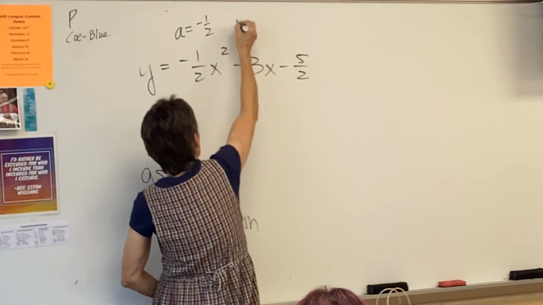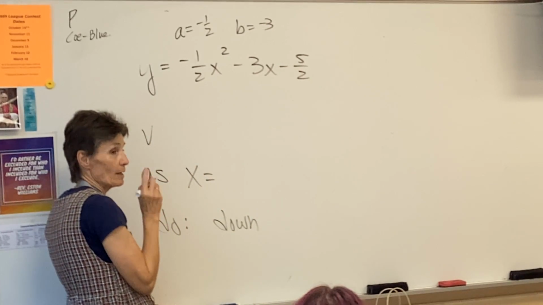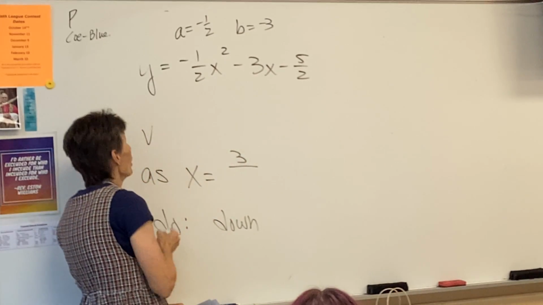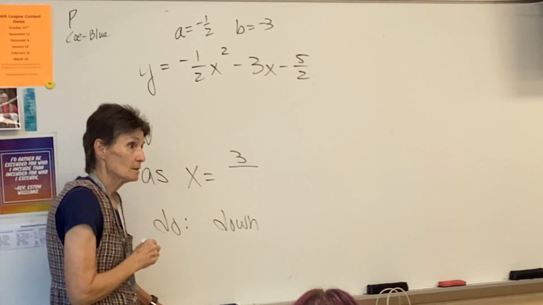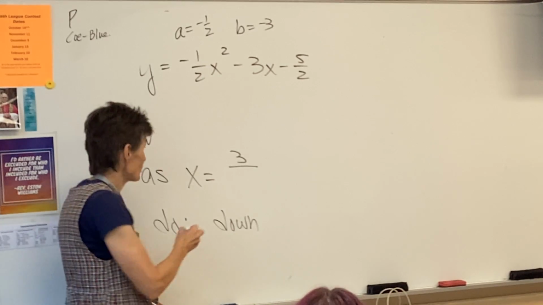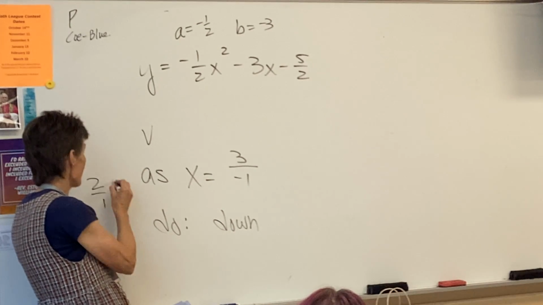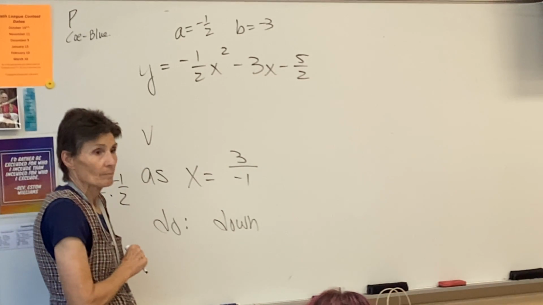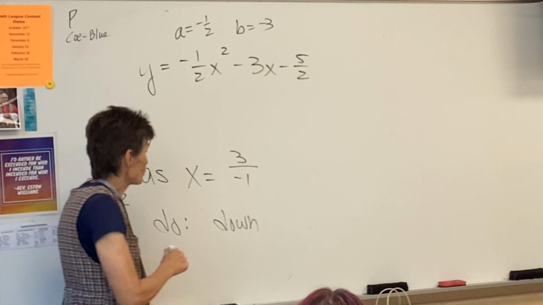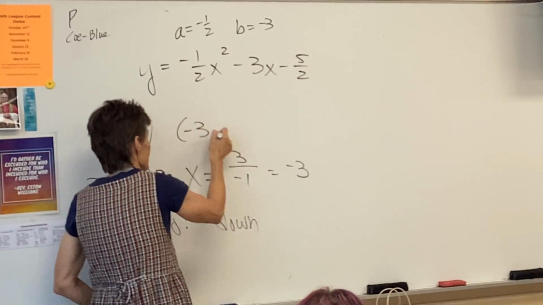Is your A negative 1/2 and your B negative 3? Right, now watch this, we're going to do negative B over 2A. What's 2 times 1/2? 1. So isn't your denominator just negative 1? 2 times negative 1/2? So my axis of symmetry is negative 3? Yep, which means my vertex is at negative 3.